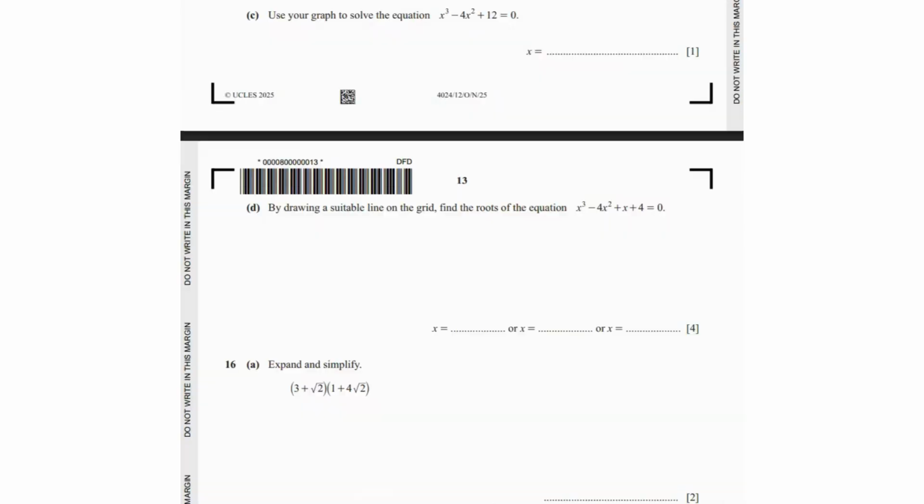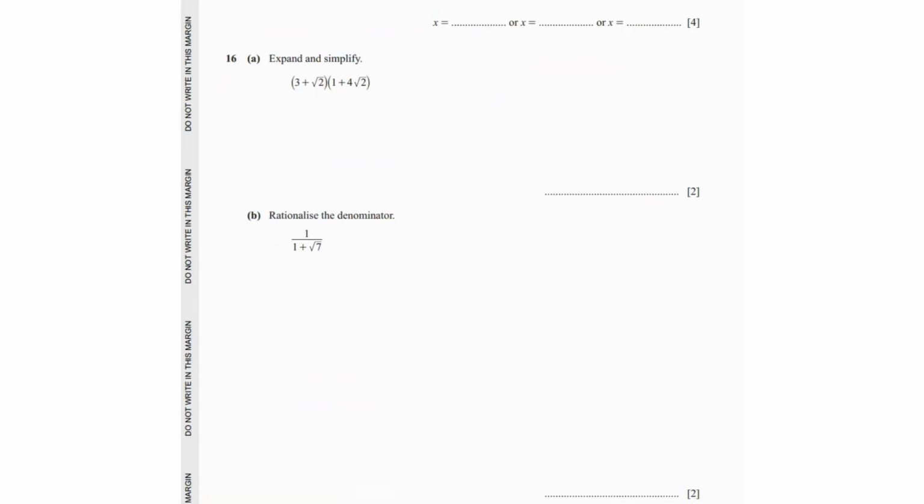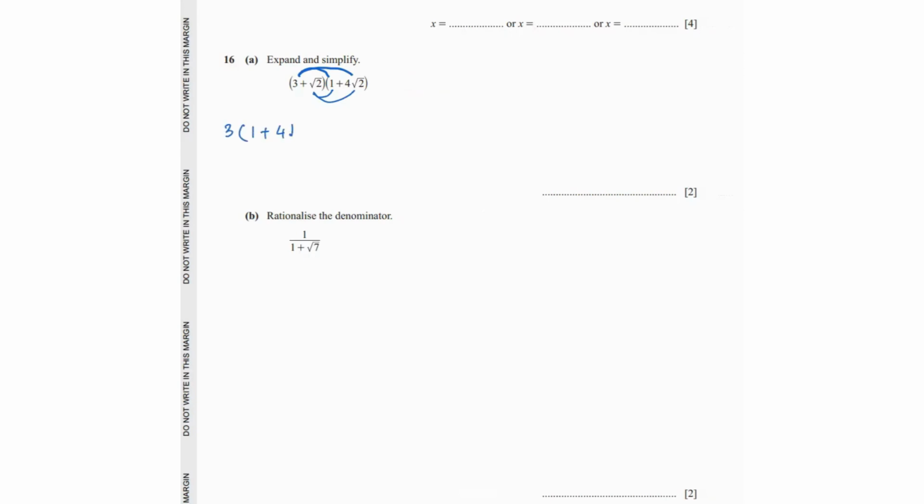Then moving on, it says expand and simplify. So we're expanding a double bracket but with surds. The expansion is going to be the same as when we have variables. 3 gets multiplied with 1 and 4 root 2, and root 2 gets multiplied with 1 and 4 root 2. So that's 3 times 1 plus 4 root 2, plus root 2 times 1 plus 4 root 2.